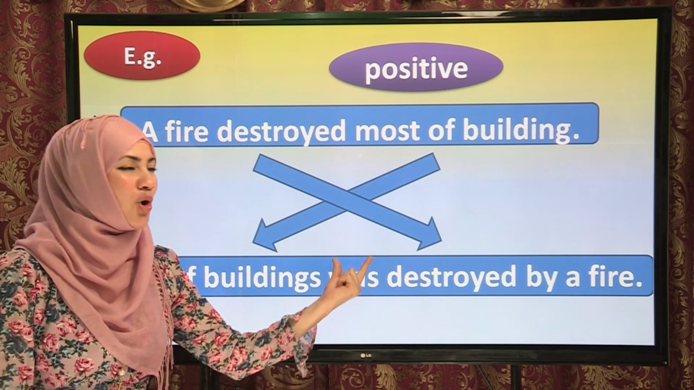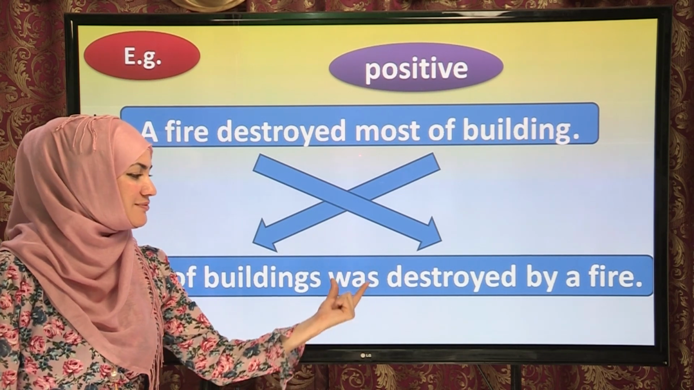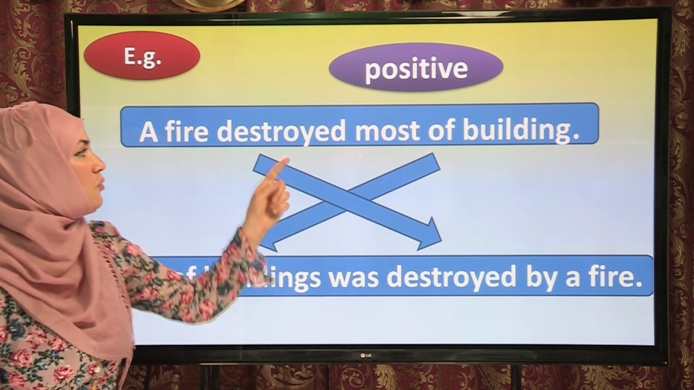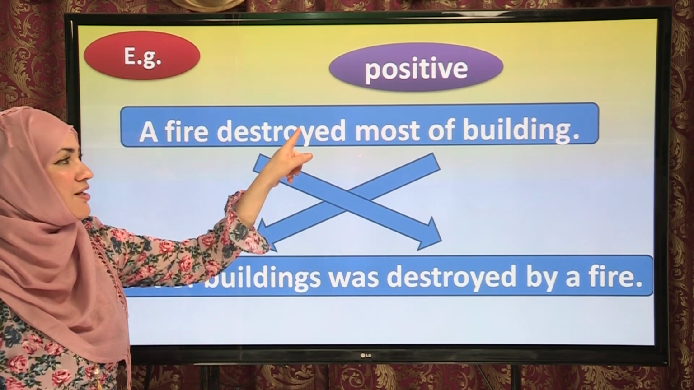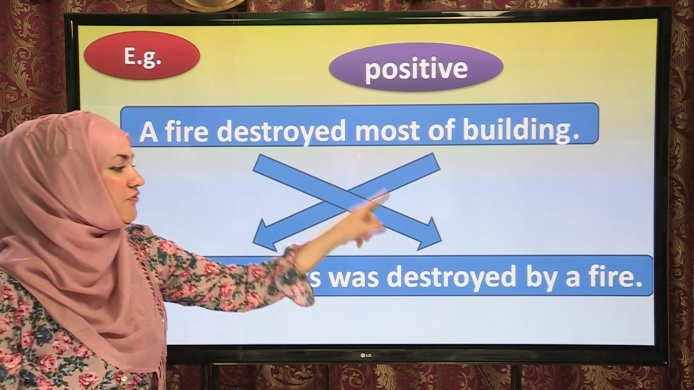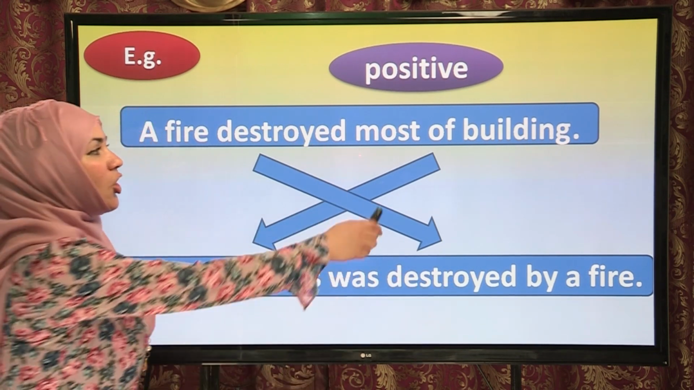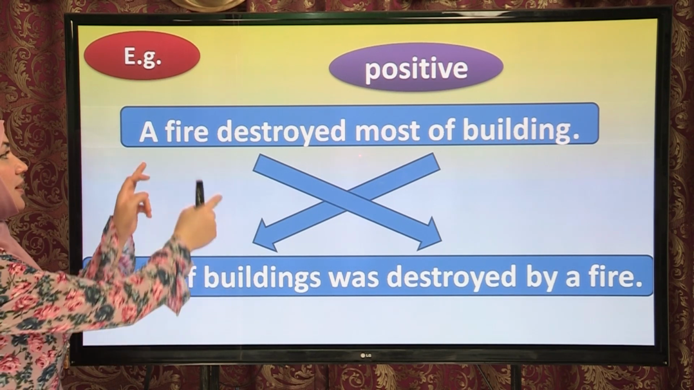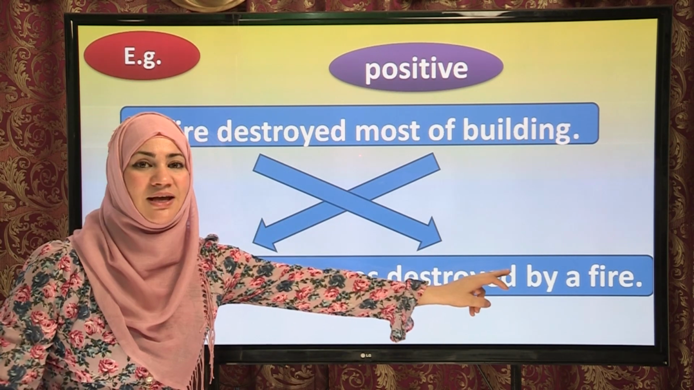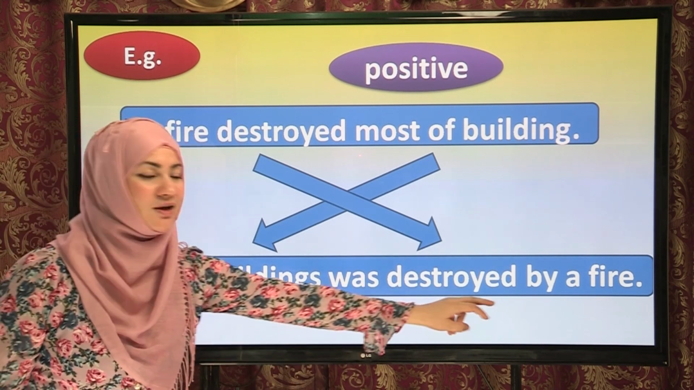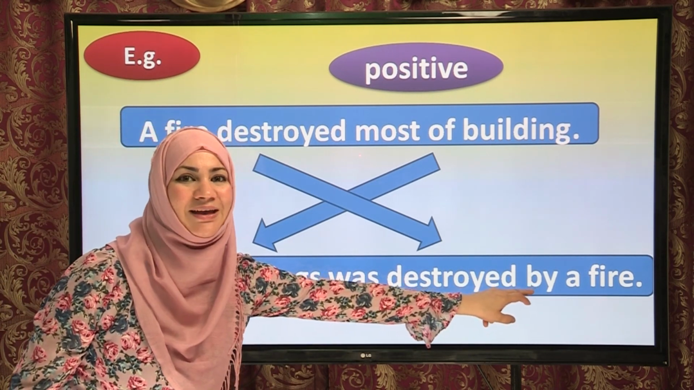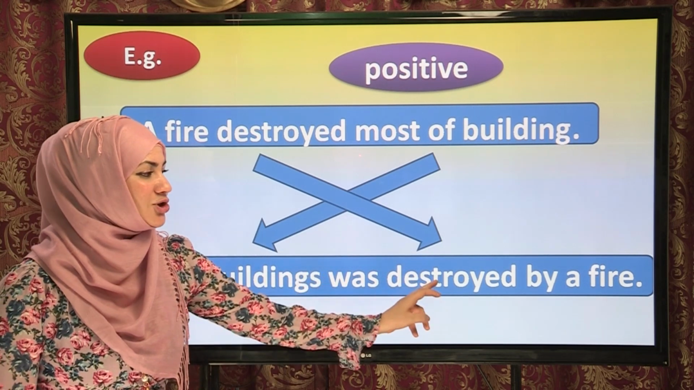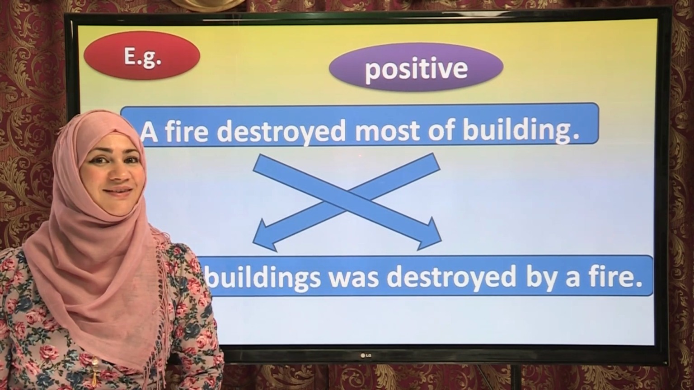We have was destroyed by a fire. We have was, the past participle of the verb destroyed. The object becomes the subject and the subject becomes the object, of course preceded with by. Most of the building was destroyed by a fire.